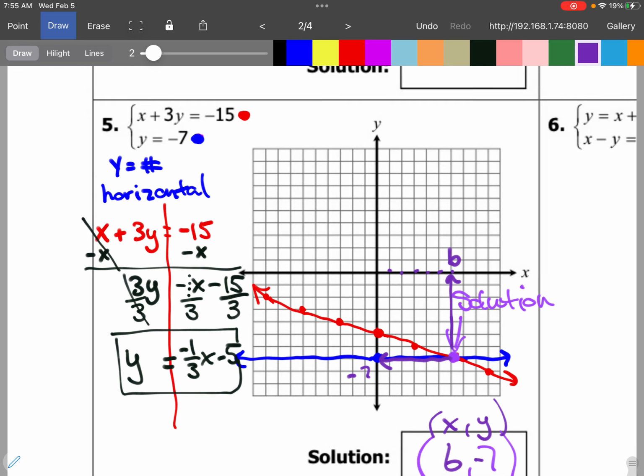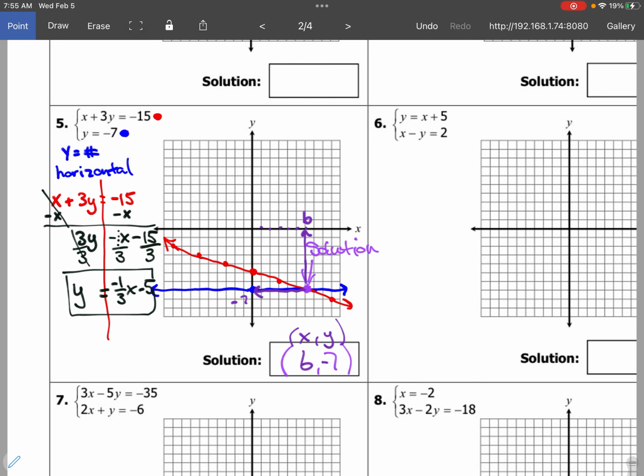So anytime you have a problem like this that's in standard form, you have to change it to slope-intercept form before you graph it, all right? As given in the instructions.